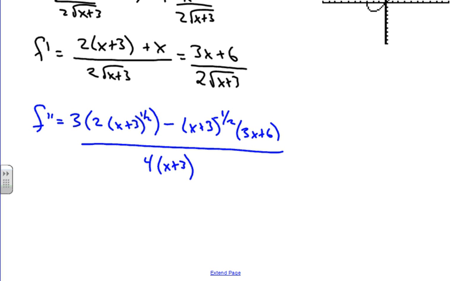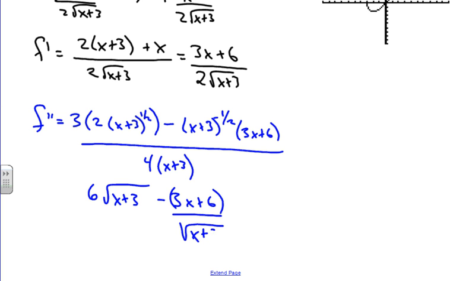From here, we can look at this and try to identify some possible points of inflection, where this equals 0 or is undefined. We need to simplify this a little bit. We have 6 times the square root of x plus 3 in the numerator, and also minus 3x plus 6, that quantity, all over the square root of x plus 3. And all of this is going to be multiplied by 1 over 4 times (x plus 3).